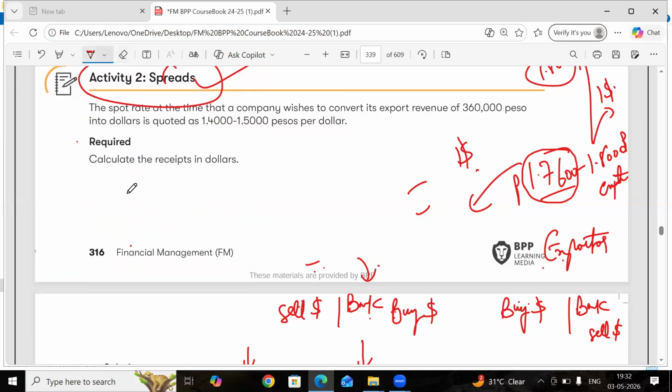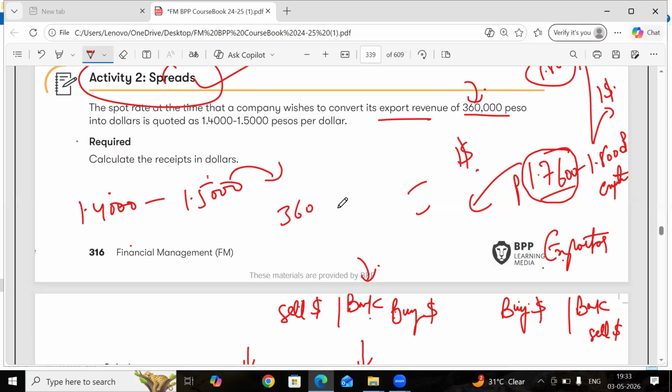Spot rate at the time that a company wishes to convert its export revenue of 3 lakh 60,000 pesos into dollars: 1.4000, 1.5000. Bank's buying rate, bank's selling rate. That means the bank will buy $1 for this much and sell $1 for this much. Now you are exporting and you are getting 3 lakh 60,000 pesos. So you want to buy dollars. If you want to buy dollars, the bank has to sell dollars. So the bank selling rate is this. Convert by 1.5. Just do this.